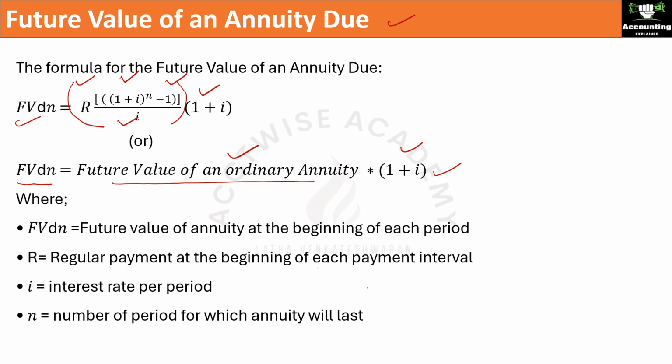Where FVDN is the future value of annuity at the beginning of each period. Note it. R is equal to regular payment at the beginning of each payment interval. I is equal to interest rate per period. N is equal to number of periods for which the annuity will last.